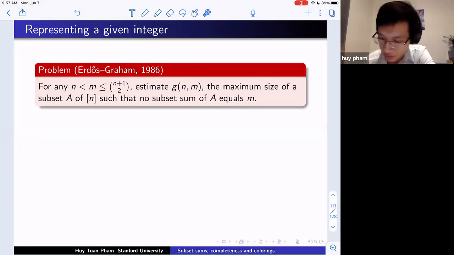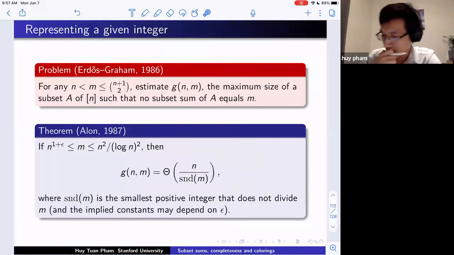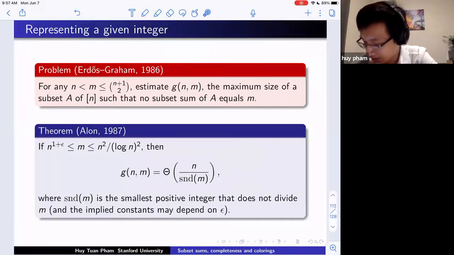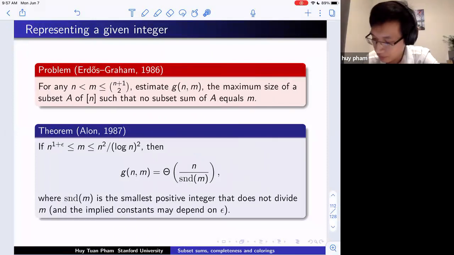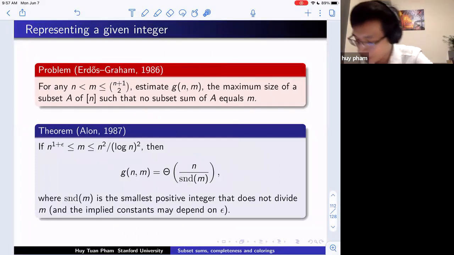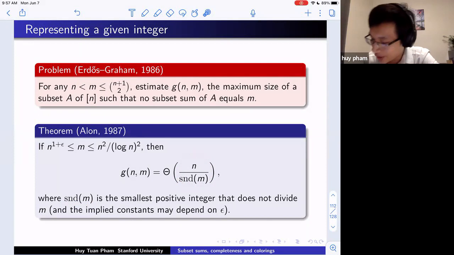This was a previous question of Erdős and Graham. And Alon in 1987 determined the growth rate of G of n and m for m in the range from n to the 1 plus epsilon up to roughly n squared over log n squared. He showed that it is on the order of n over s and d of m. Here, s and d of m is simply the smallest positive integer that is not a divisor of m. We can see why this pops up very naturally.